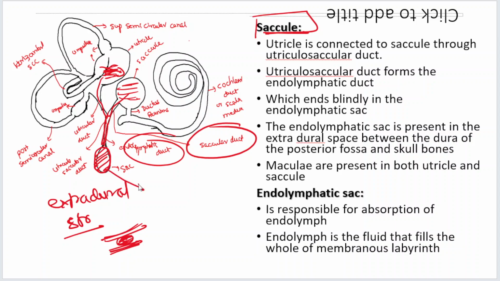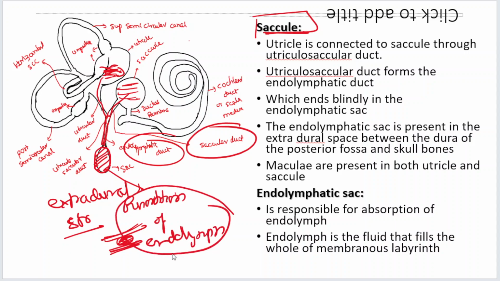And this endolymphatic sac is responsible for resorption of endolymph. Endolymph, which is produced by the stria vascularis, is resorbed by this endolymphatic sac. Okay, so have I covered everything?